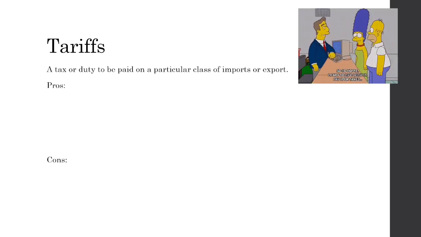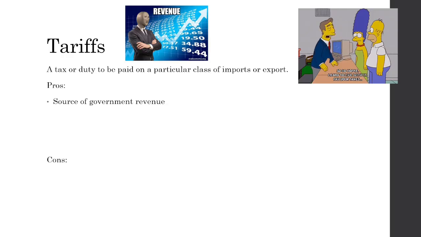So we're going to talk about tariffs a little bit, the pros and cons of tariffs. Again, I've said this before, but a tariff is a tax or a duty that is paid on a particular class of imports or exports. They typically cause less trade, rather than more trade, because that's just less taxes you have to pay if you don't have tariffs in place. So a pro of tariffs: it is a source of government revenue. The government's going to pocket the money.